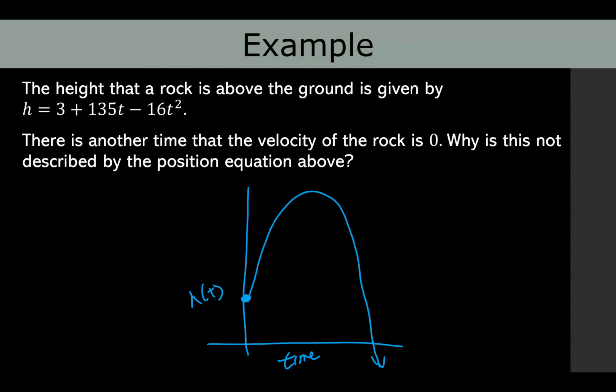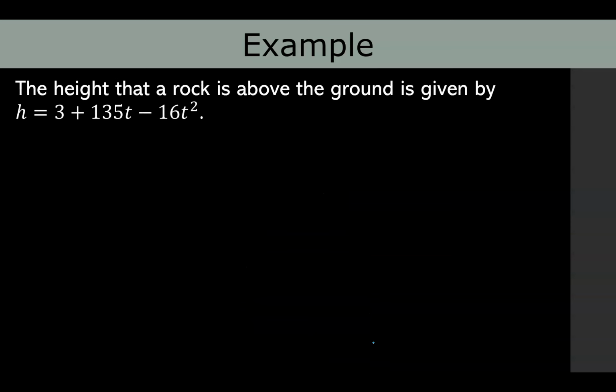And so why would the velocity be zero somewhere else? Because when the height hits zero, the equation stops being useful, right? When the height hits zero, the rock hits the ground. The rock hits the ground and then maybe it bounces a little bit, but the rock has a velocity of zero from then on.